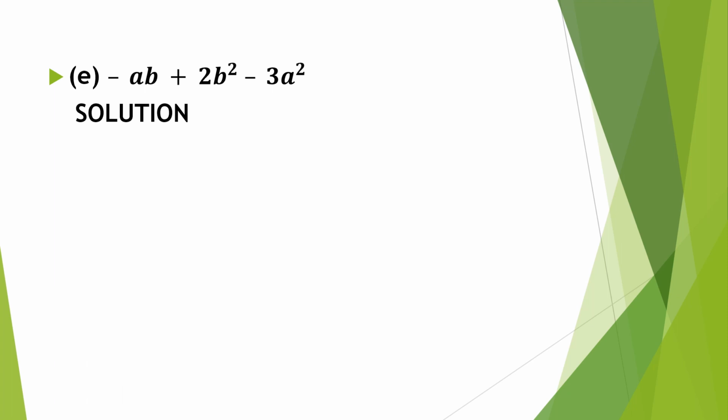The next one is minus ab plus 2b square minus 3a square. Which are the terms? Here there are three terms. First term is minus ab and it can be written as minus 1ab. So the factors are minus 1 comma a comma b. Or you can directly write minus a comma b. That is also correct. The second term is 2b square and its factors are 2 comma b comma b. And the third term is minus 3a square and its factors are minus 3 comma a comma a.